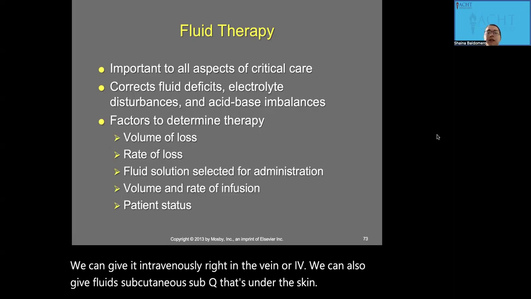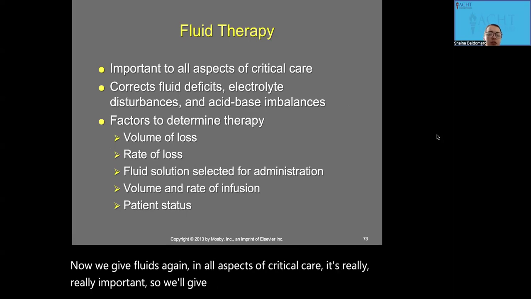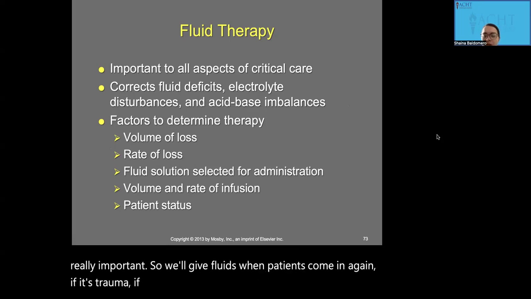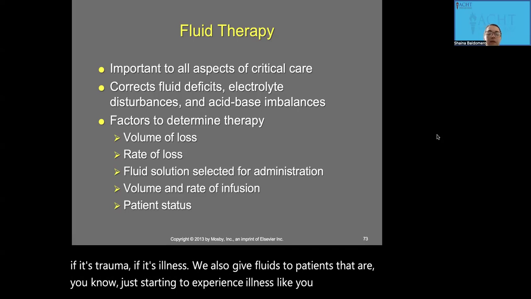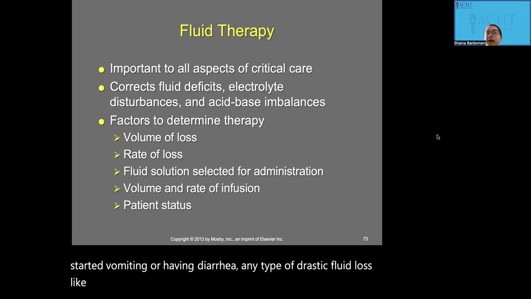Now, we give fluids in all aspects of critical care. It's really, really important. So we'll give fluids when patients come in, if it's trauma or illness. We also give fluids to patients that are just starting to experience illness, like if they just started vomiting or having diarrhea, any type of drastic fluid loss like that, we'd want to then replace it.